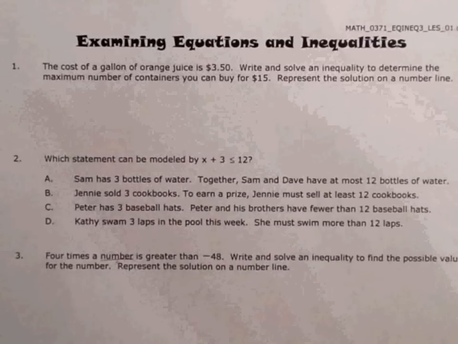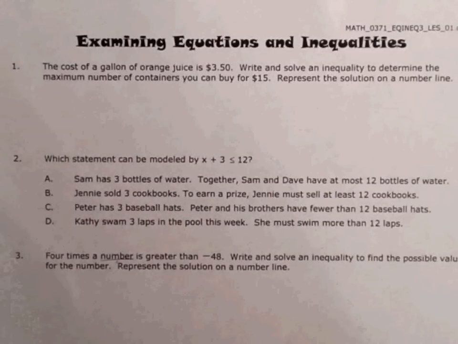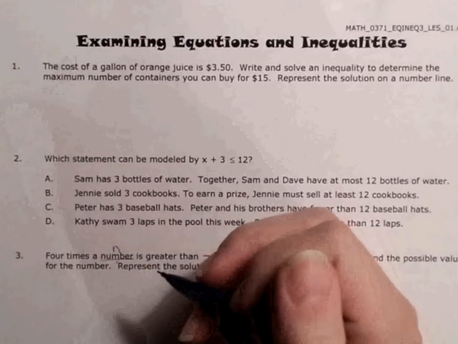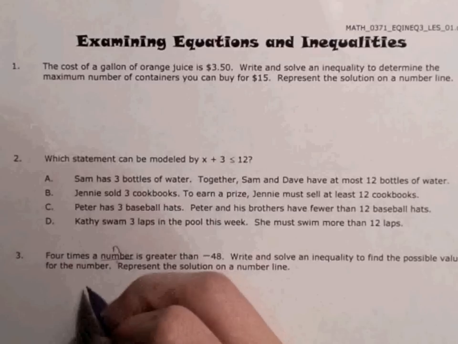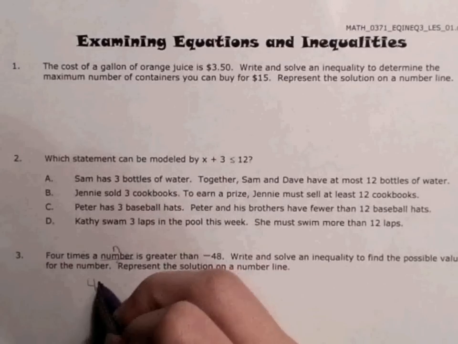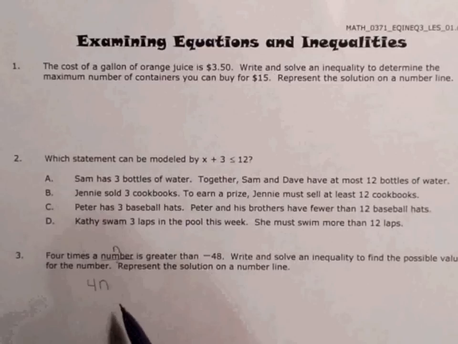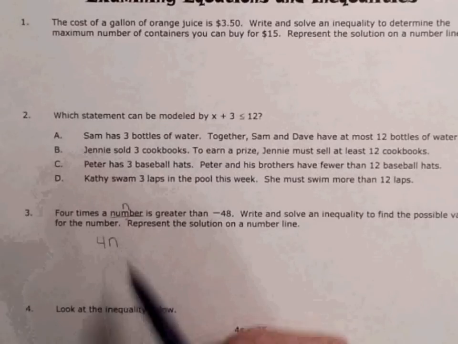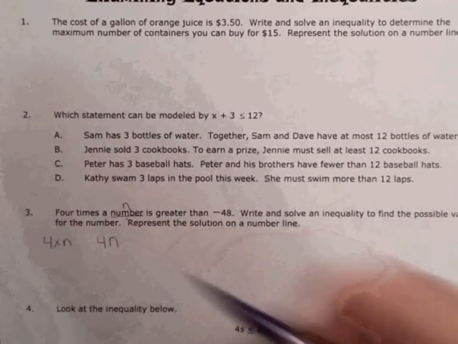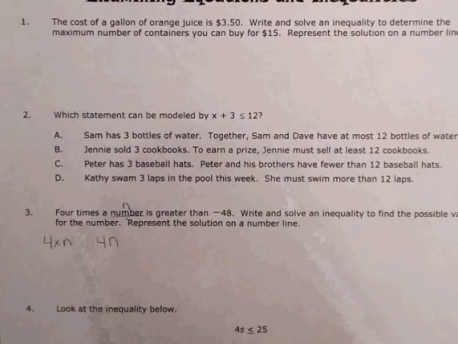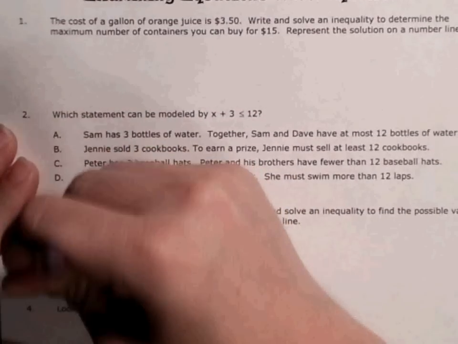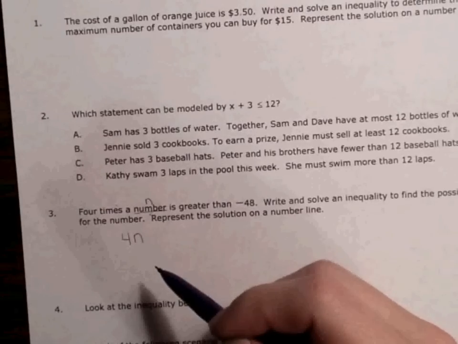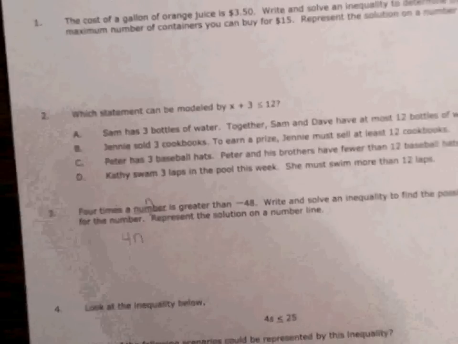So if I don't know its value, I'm going to go ahead and represent it as a letter. So instead of number, I'm going to put n. So 4 times a number, or 4 times n, and I can write this multiple ways. You could say 4 times n, or 4n. Either way, you can write it. I like it as 4n when the letter and number are next to each other, but you can set it up the same way. It's the same thing. Alright, it says is greater than negative 48.